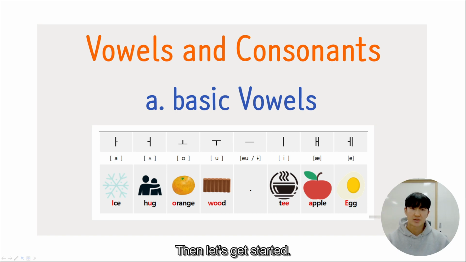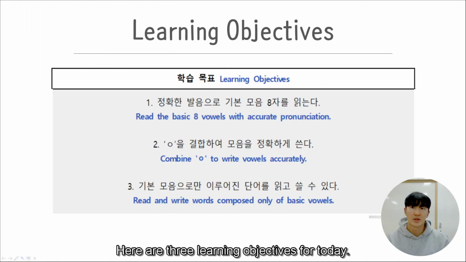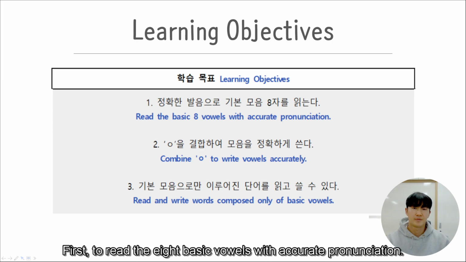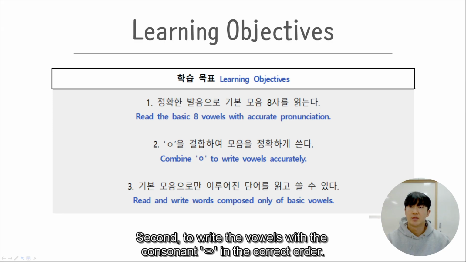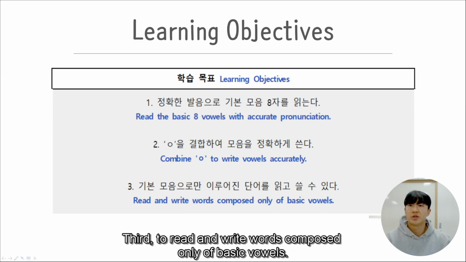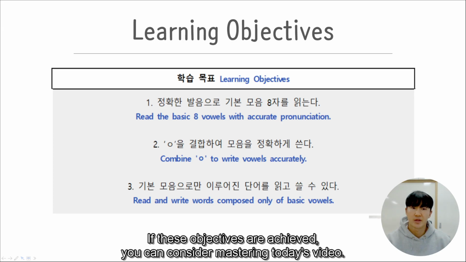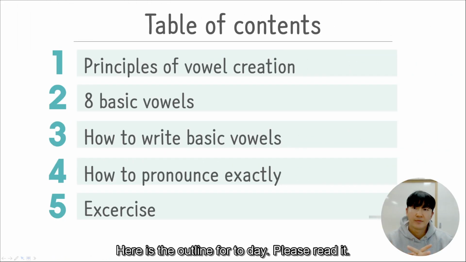Then, let's get started. Here are 3 learning objectives for today. First, to read the 8 basic vowels with accurate pronunciation. Second, to write the vowels with the consonant iung in the correct order. Third, to read and write words composed only of basic vowels. If these objectives are achieved, you can consider mastering today's video. Here is the outline for today. Please read it.